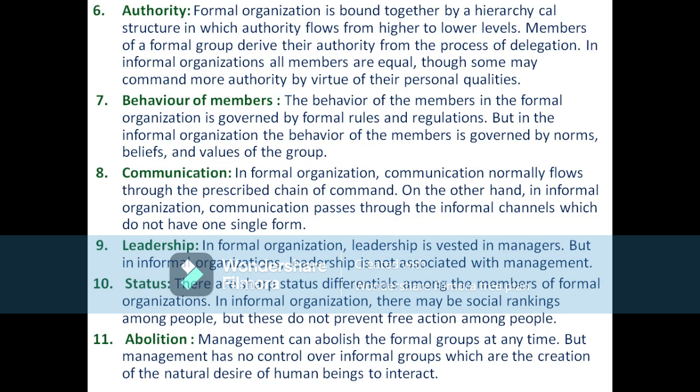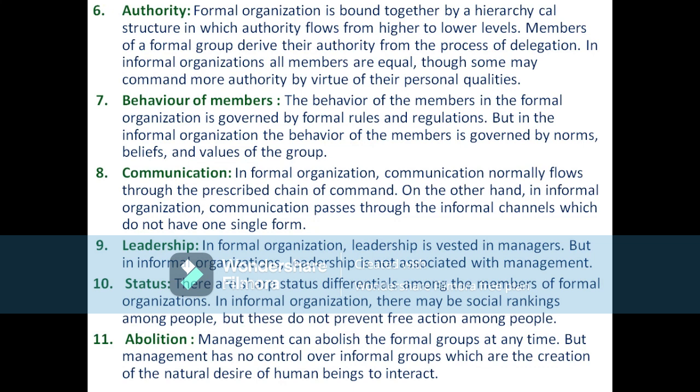Coming to behavior of members, how will the behavior of members be in formal organizations or in informal organizations? Behavior of members in formal organizations is governed by formal rules and regulations, because the organization is formed by the top management. They will have their state of affairs, and according to that, a formal organization will be maintained. So it consists of certain rules and regulations, certain policies and practices. According to that, employees behave; they will not act against the rules of the organization. They will definitely follow the rules and regulations of the formal organization.